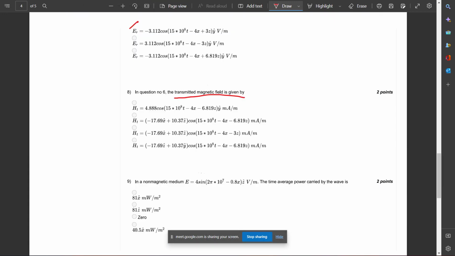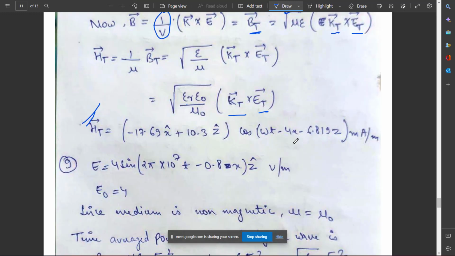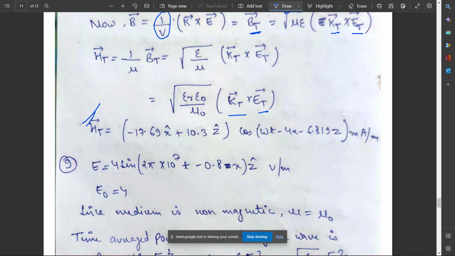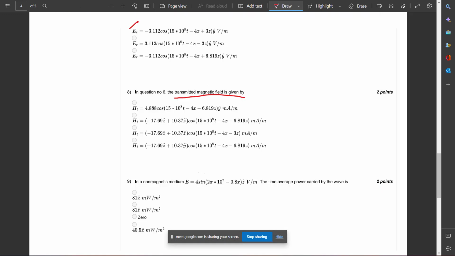So the answer here will be, all of them look the same. Option B and D look the same to me. Can someone tell me what is the difference here?